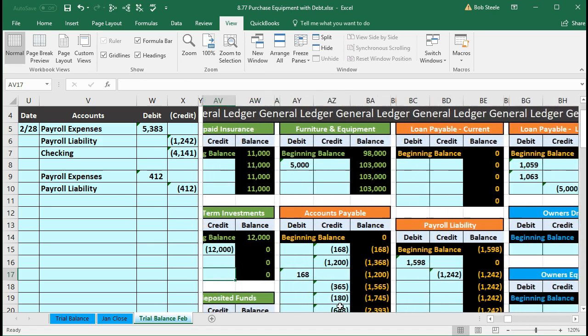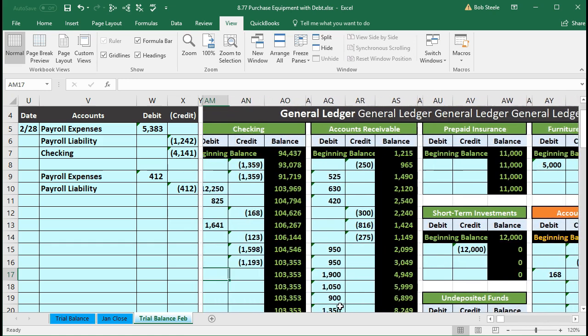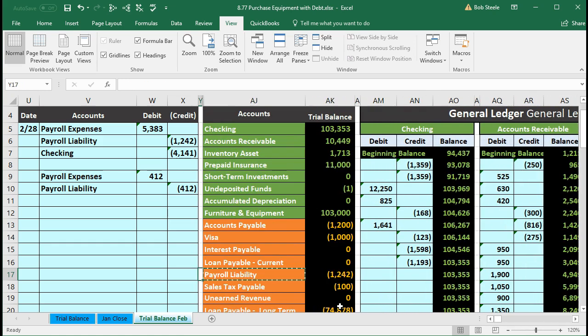Scrolling back to the trial balance, we should see that here as well as we do right there. And now we just need to put the checking account amount that is here. That's going to be the first account on the trial balance, and of course our favorite first account on the general ledger. We are over here in AN17.